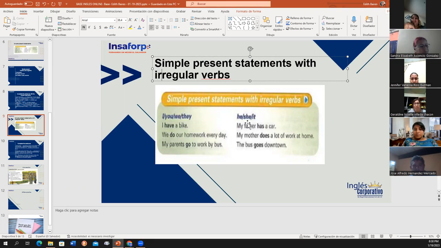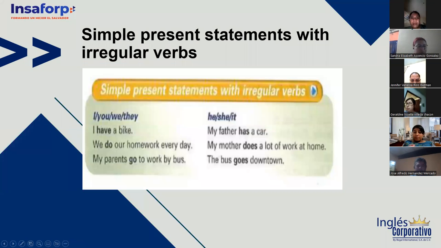Why are they irregular verbs? The verb have or had, and the verb do and does. And go. Go. Cool. ¿Por qué son irregulares? Do you know? Cambian, ¿ok? El verbo cambia cuando lo usamos con terceras personas va a ser diferente. Y si lo usamos con I, you, we, they, sería normal, ¿ok? Example, I have a bike, ¿ok? My father has a car, because it's he.